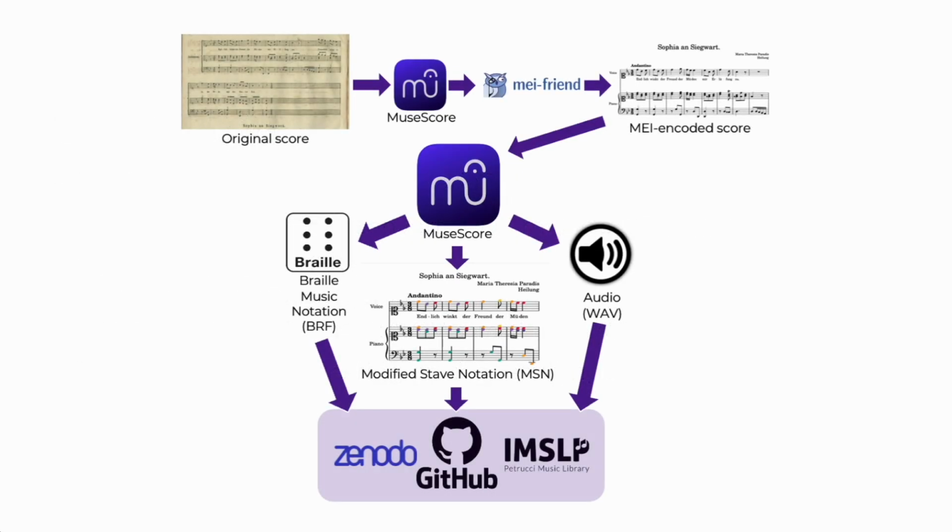I began by downloading the original score from IMSLP. Next, I entered the score manually into MuseScore. Then I exported that score to MusicXML and used MEI Friend, a browser-based MEI file editor, to create, clean up, and add metadata to the MEI file. After exporting it from MEI Friend, I brought the MEI file back into MuseScore. And from there, I exported the score to BRF and WAV files and created two types of MSN scores, one with colored noteheads and one with black.